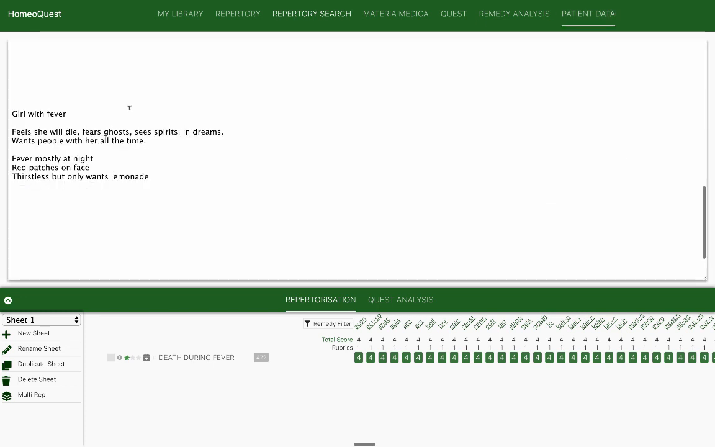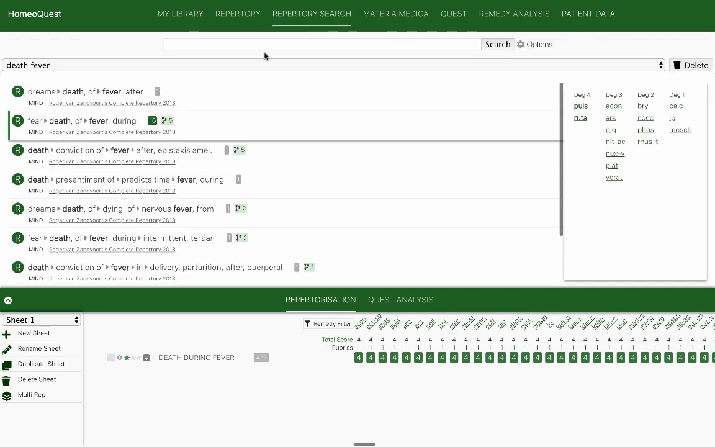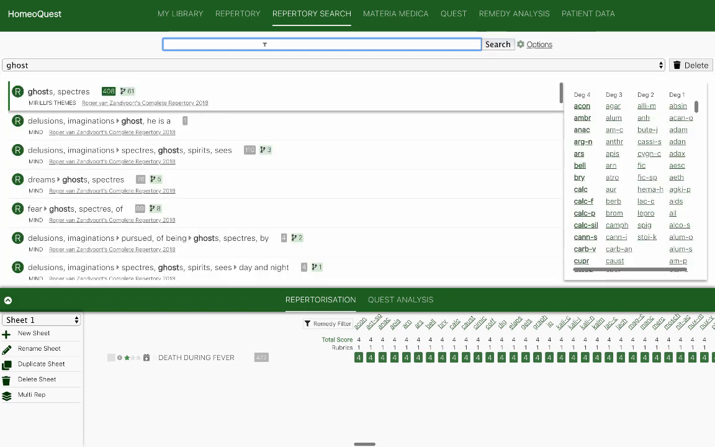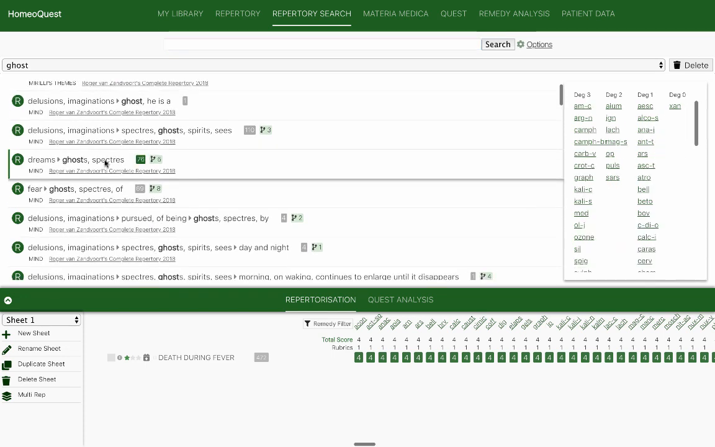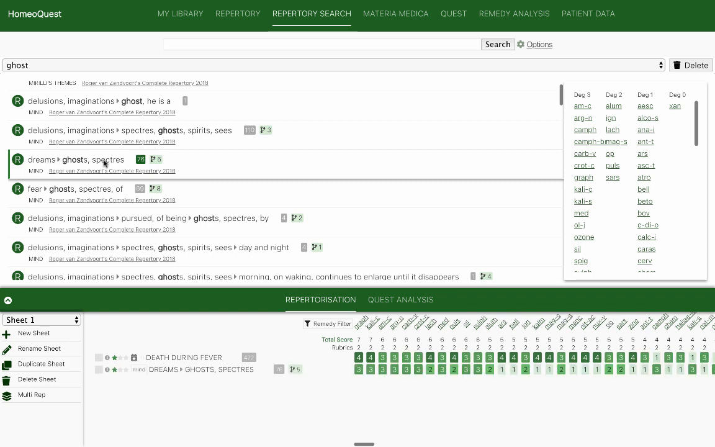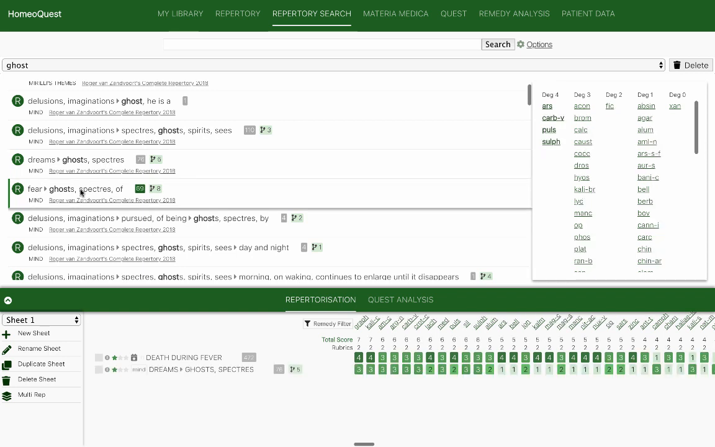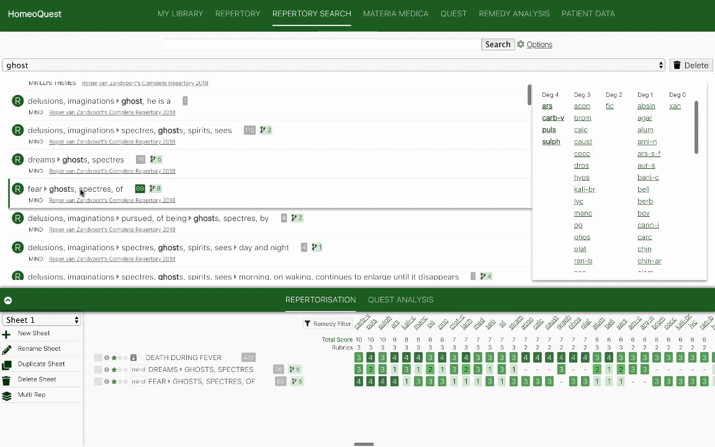Right? So remember, she fears ghosts, she sees spirits, she sometimes dreams of them as well. So let's look at what aspects we have in ghosts. So look at that. So many different options here. Yes, there are dreams of ghosts. So we're going to take this, dreams of ghosts. Then we have fear. Yeah, so this is an important one. We take fear of ghosts.